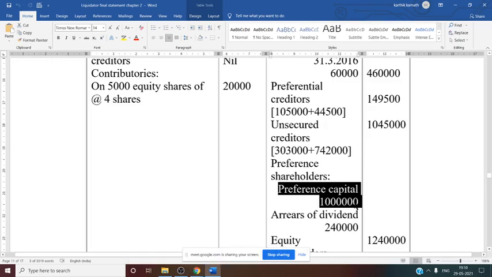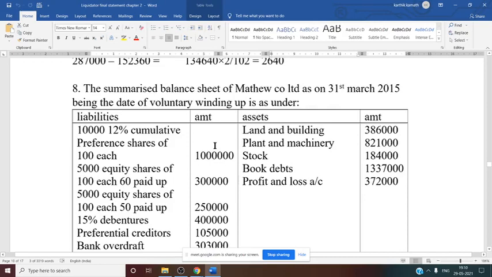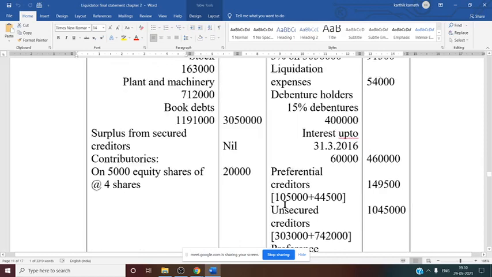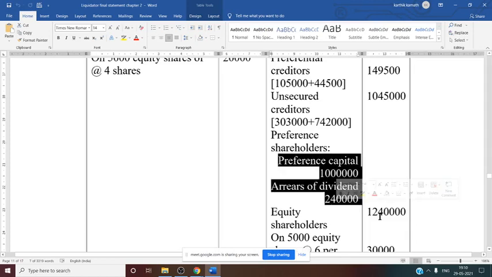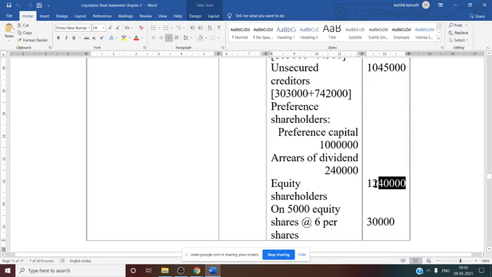If you see here on the liability side, 10 lakh into 12%. 10 lakh is the value, 12% is the preference share rate, into 2 years. Why 2 years? Because 2 years of arrears are not paid. So 10 lakh into 12%, you will get, sorry, 1,20,000. 1,20,000 into 2, you will get 2,40,000. Now add these two, preference share capital and arrears of dividend. You will get the total amount paid to preference shareholder, that is 12,40,000.